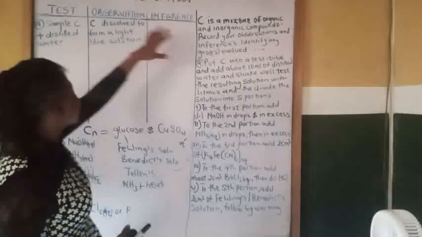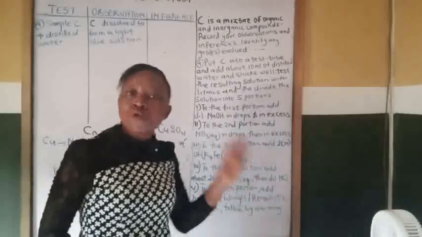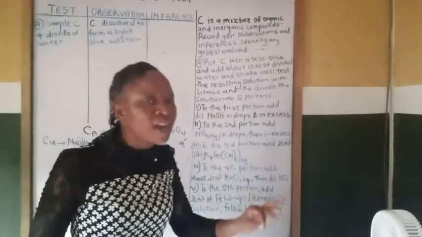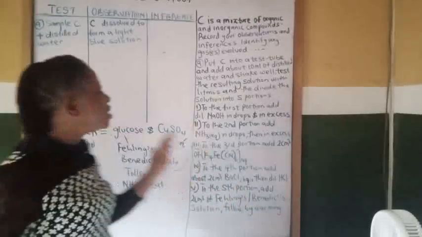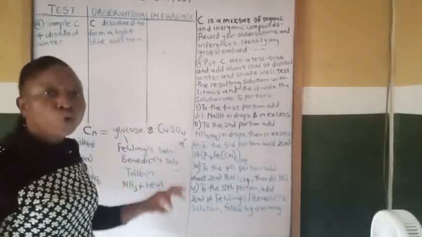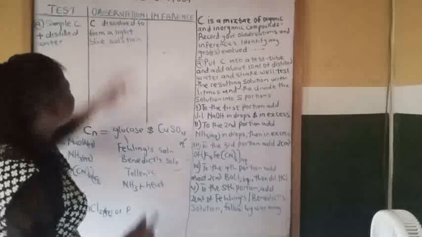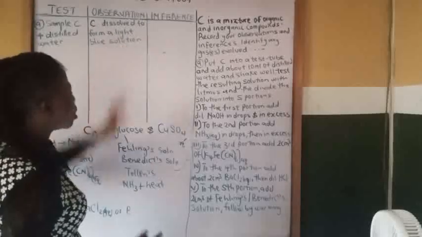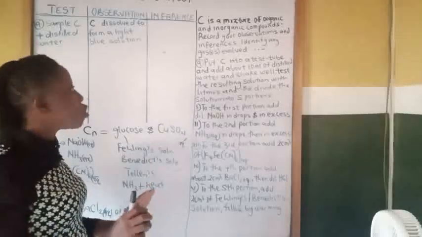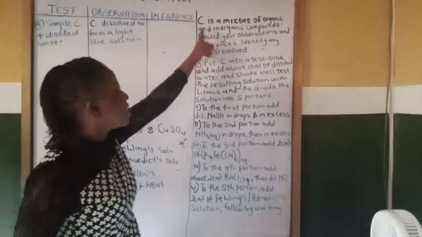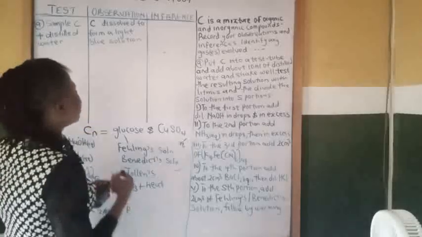Then what is our inference? We always use distilled water to test for solubility. We don't use distilled water to test for cations, anions, flame tests, or identification of gas. We always use distilled water to test for solubility of any sample. So our inference: C dissolved to form a light blue solution, so it shows that C is a mixture of soluble and insoluble compounds. Because according to our question, C is a mixture of organic and inorganic compounds, we are going to say that C is a mixture.